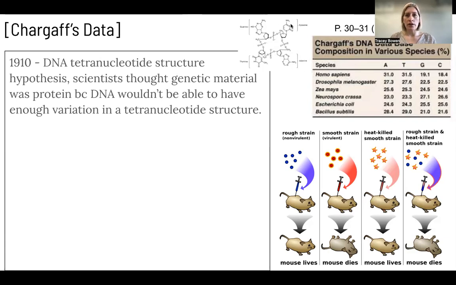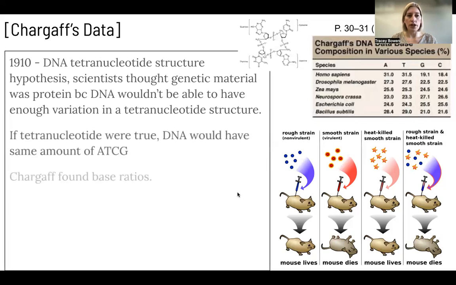There's a bunch of phosphates and they're all linked to adenine, thymine, guanine, and cytosine, and they were always occurring in the same ratio. So there was an equal amount of guanine to cytosine as well as an equal amount of cytosine to thymine. But this was problematic because it didn't allow for DNA to have enough variation for it to convey genetic material.